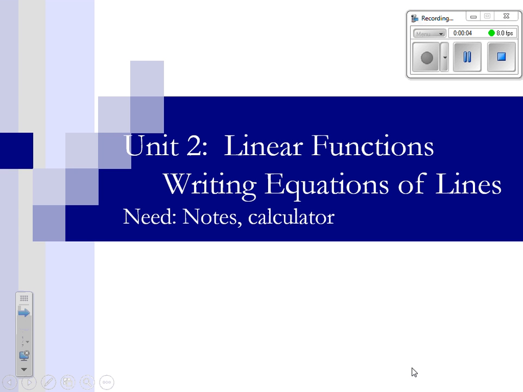Hello, today we're going to continue in our second unit about linear functions, but today we're going to be writing equations of lines, using that formula, y equals mx plus b, that we've been working with. You're going to want your notes and a calculator.